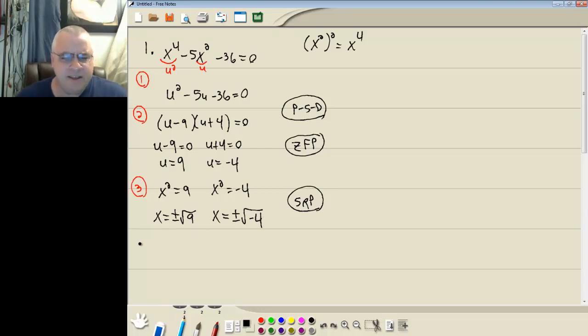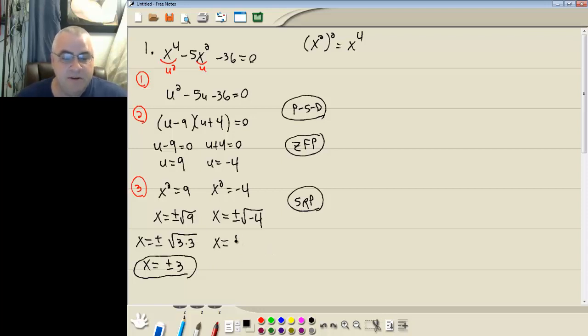Now we want to simplify these. 9 is 3 times 3. And remember, with the square root, we're looking for a pair of something. So here's a pair of 3s, so they're going to come out as a single 3. And there's nothing left inside the radical, so it disappears. So we got x is equal to plus or minus 3.